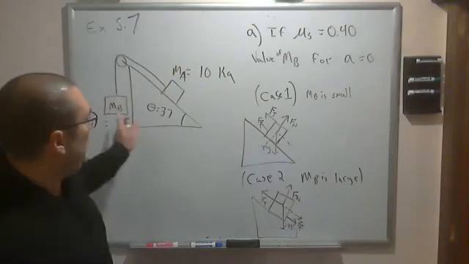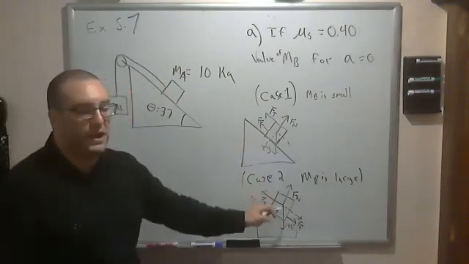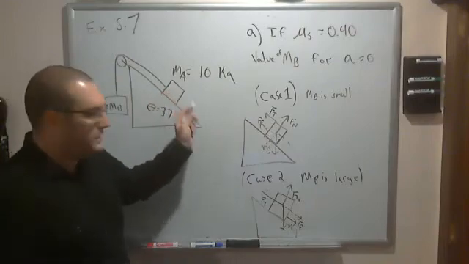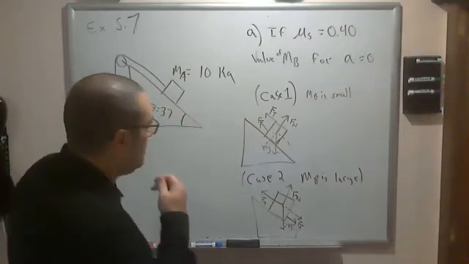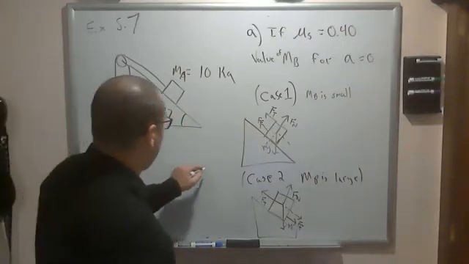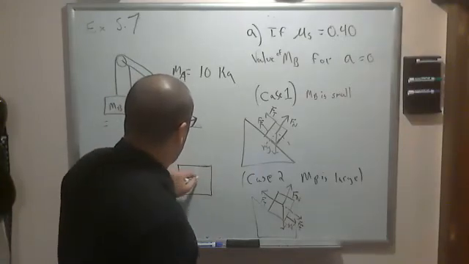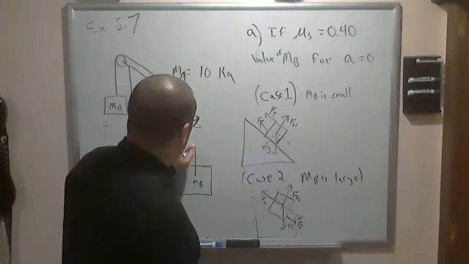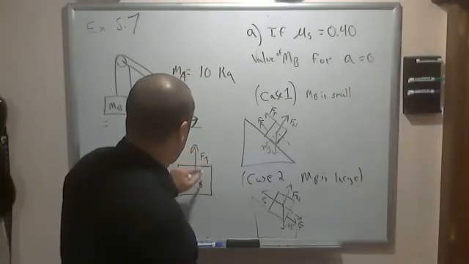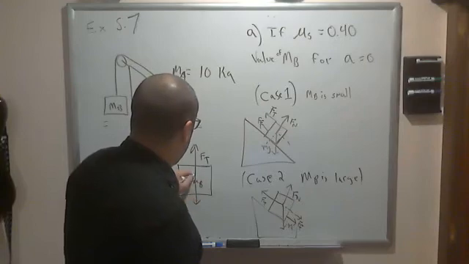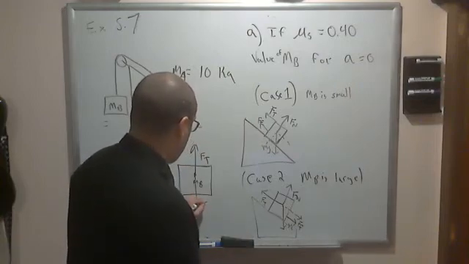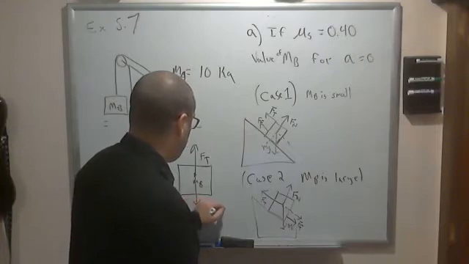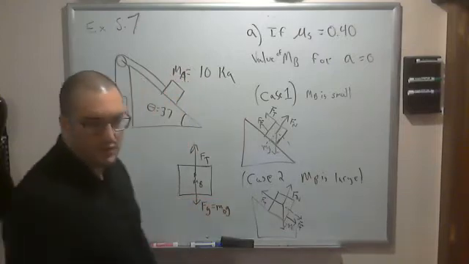And then for mass A, these are the two free body diagrams, right? In these two cases, one where it's sliding upwards, the other where it's sliding downwards. The free body diagram for mass B is only in one case, right? There's only two forces on here. There's the tension force, and there's the force due to gravity.